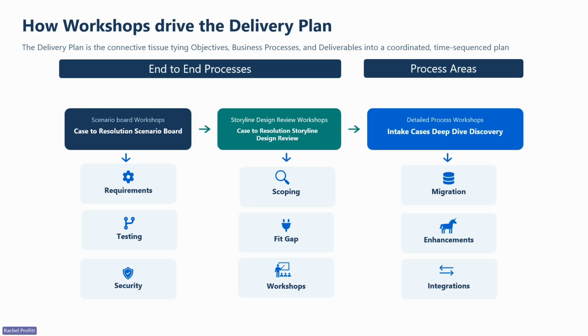The pattern here is that the first 2 workshop types relate to end-to-end process, and the third relates to the process areas. And as you move from discovery to design to detailed workshop, that output starts to shift from requirements and scoping to the actual concrete deliverables. And the delivery plan includes all of these workshops, and they connect back to the deliverables tree and the business processes that we just discussed.